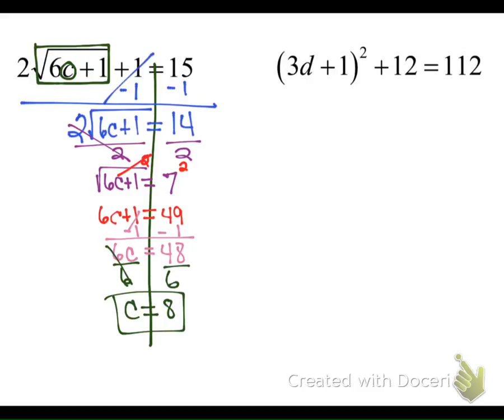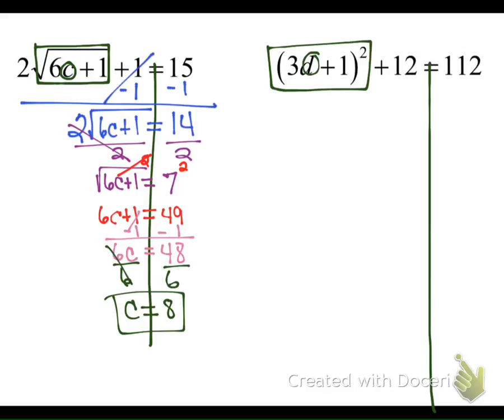All right, let's take a look at the last one. So this is solving equations with squares. So I'm going to circle my variable. I'm going to draw my line. And this time, what do I need to do? Box what? The parentheses. That whole set of parentheses is being squared.